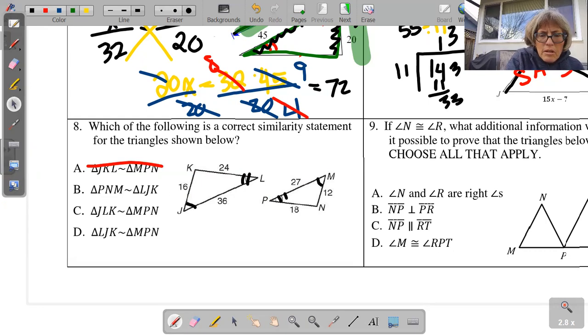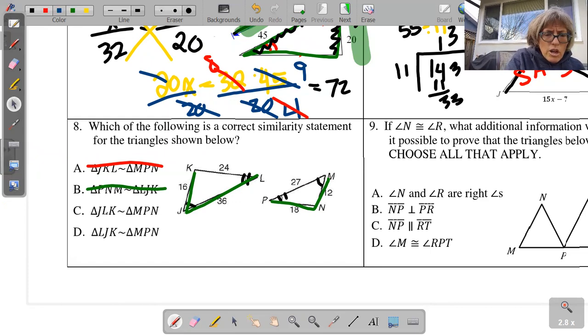PNM, PNM, medium, short. LJK, LJK. That doesn't work because over here it was medium, short. This one is long, short. So that one doesn't work. So you just keep tracing until they match.